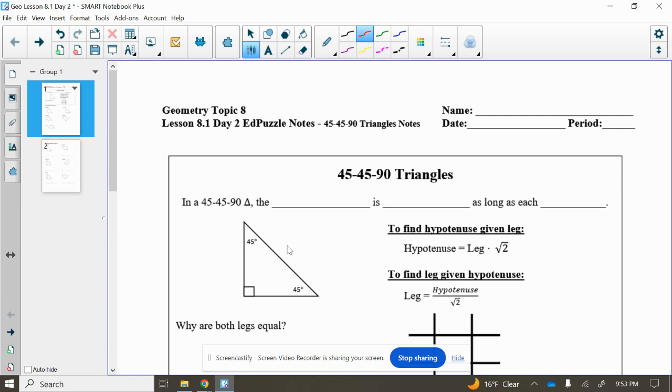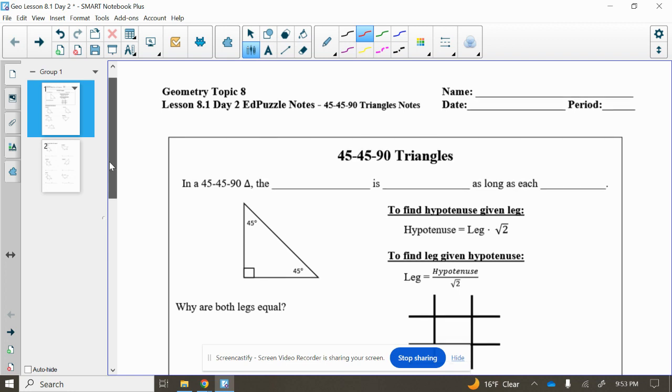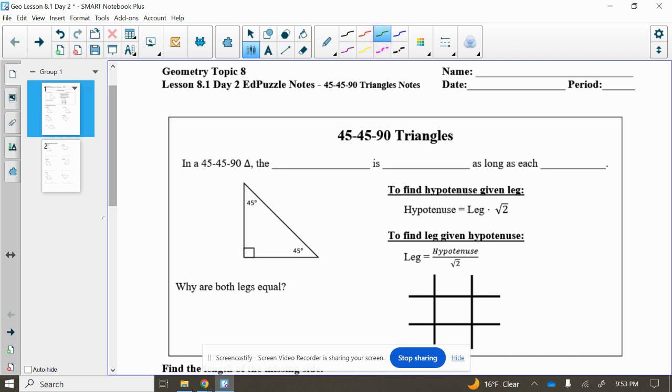And welcome to lesson 8.1, day 2. Today we are going to talk about some special shortcuts to finding side lengths in certain types of right triangles, and our focus today is going to be on 45, 45, 90 right triangles.